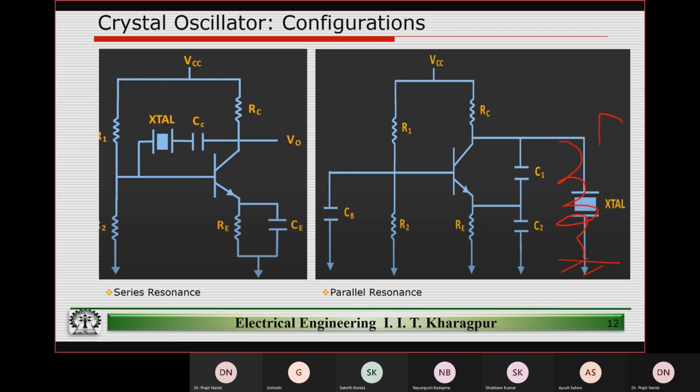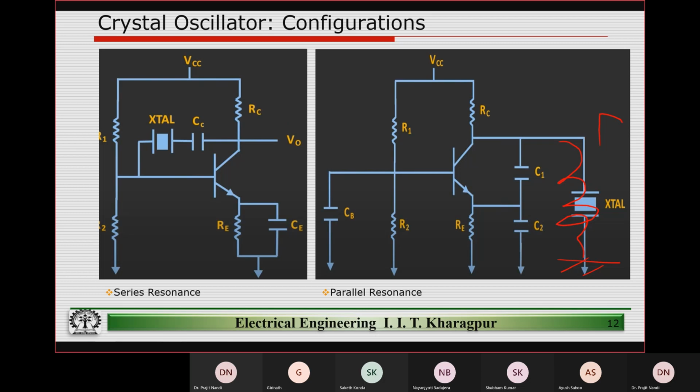If we want a higher frequency oscillator, then we will go with parallel resonance, because the parallel resonant frequency that we saw is higher than the series resonance, much higher. So when we require a higher frequency, we will go with the one on the right.